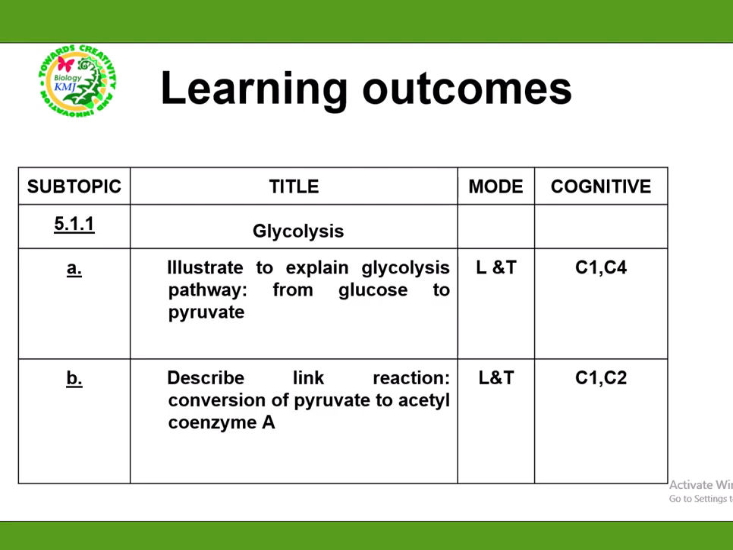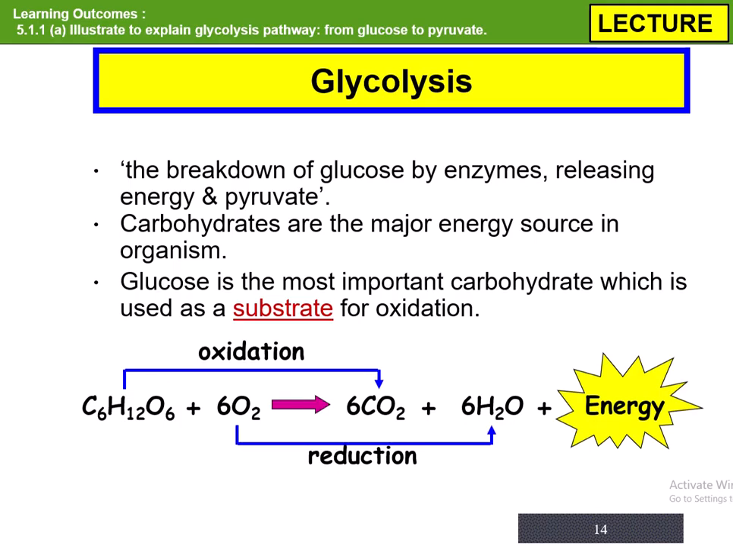Learning outcomes, subtopic 5.1.1 A and B. Learning outcome 5.1.1 A: illustrate to explain the glycolysis pathway from glucose to pyruvate.